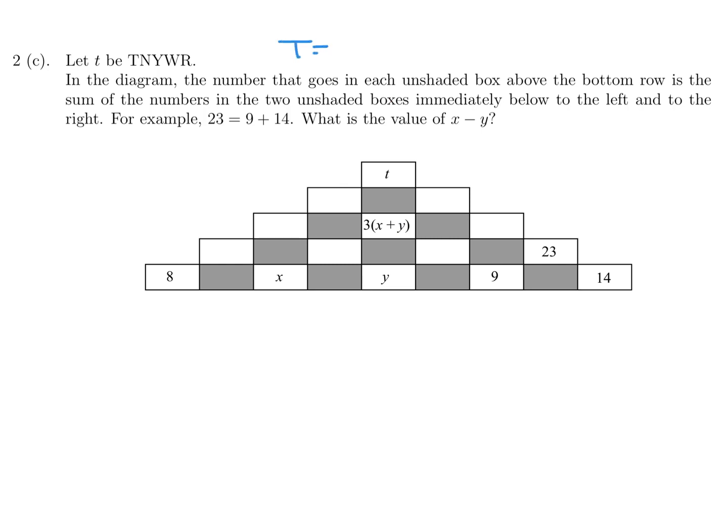So let's first just write down our T. It's 32, the answer to the previous question. In the diagram, the number that goes in each unshaded box above the bottom row is the sum of the numbers in the two unshaded boxes immediately below to the left and to the right. For example, 23 is 9 plus 14. What is the value of x minus y?